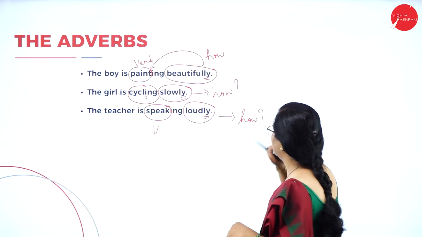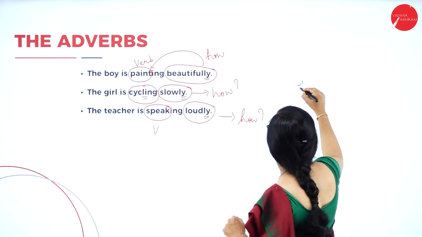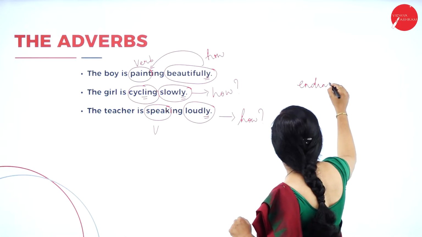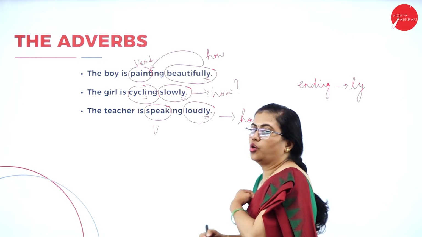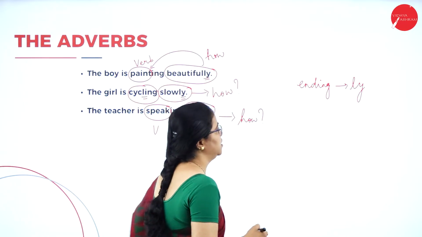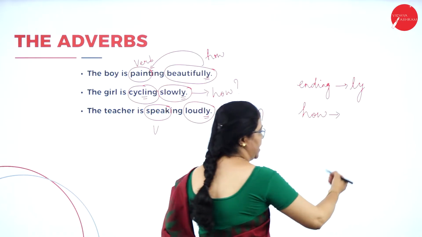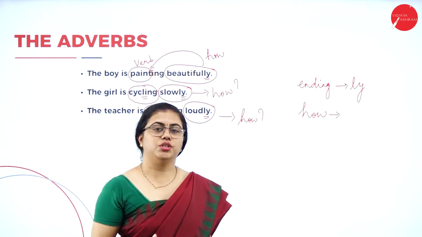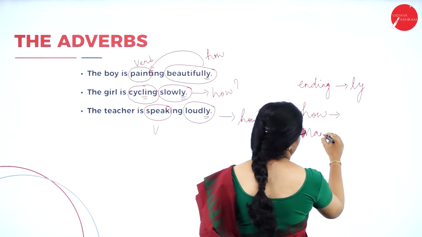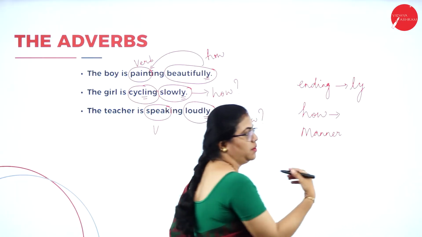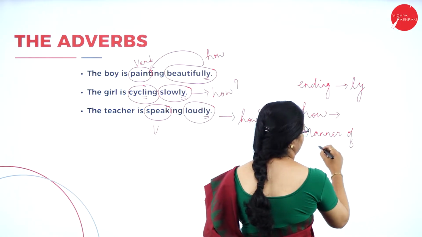Okay, how is the teacher speaking? All these words are ending with ly. All of them are answering the question how. That means they are telling us the way in which the verb is taking place, the manner in which the verb is happening, the manner of the verb.